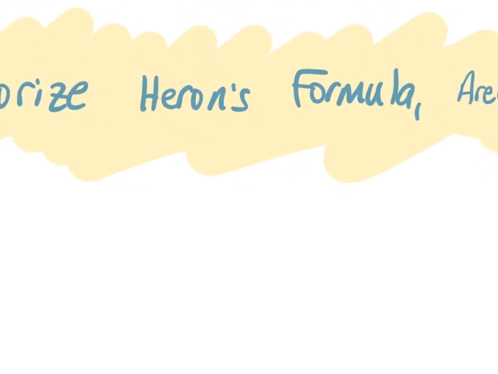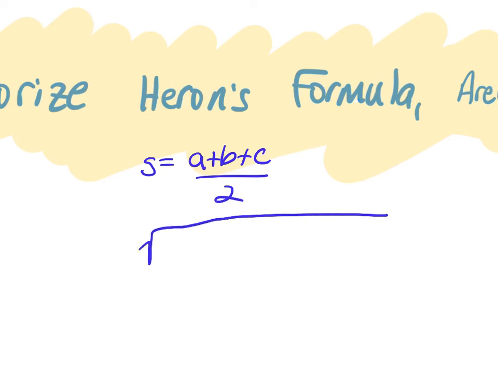Does anybody remember what Heron's formula is? Isn't that it? S equals A plus B plus C divided by 2. Then once you find what S is, you have the square root, and it's S times S minus A, S minus B, S minus C. So if you don't know that, write it down.